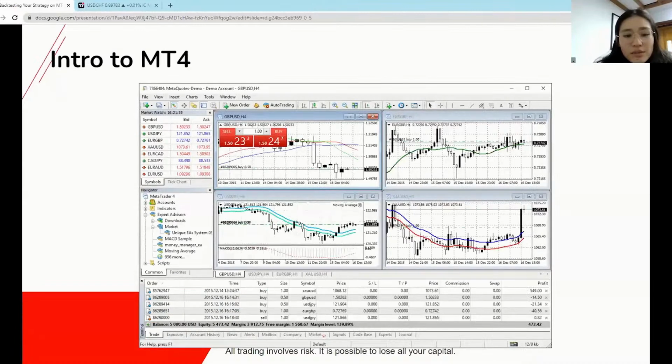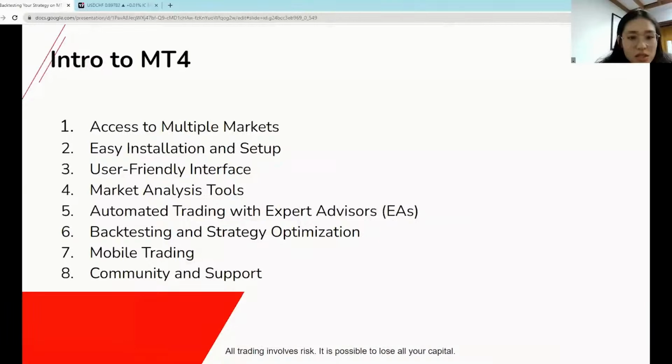MT4, short for MetaTrader 4, is a widely used trading platform that is highly recommended for beginner traders. Here we have a screenshot of the layout of MT4. We have all of the charts laid out nicely, and you can minimize them as and when you wish. There are a few differences between this and MT5, which I'll show you in a little bit. Let's get into some characteristics of MT4 first.